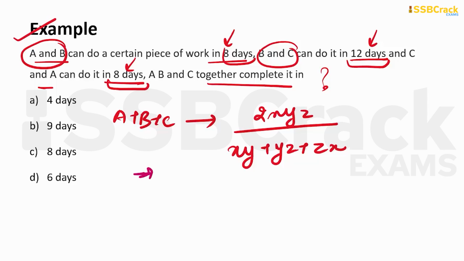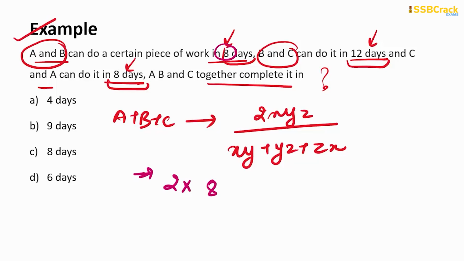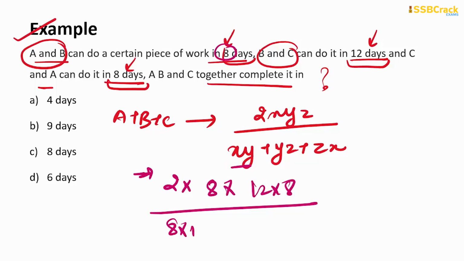So it will be 2 into our x is 8 into 12 into 8 divided by xy, that is 8 into 12 plus yz 12 into 8 plus 8 into 8, right? Now we have to simplify, so you can simplify it yourself also and directly see that 8 will cancel out from denominator and numerator, right?